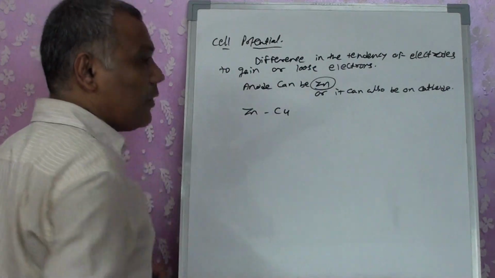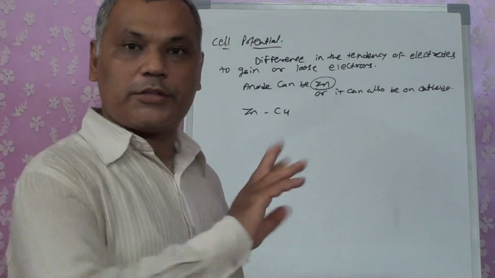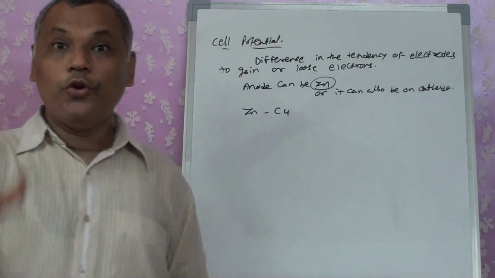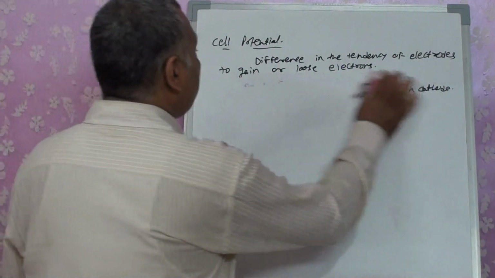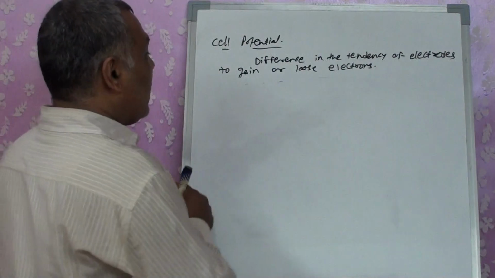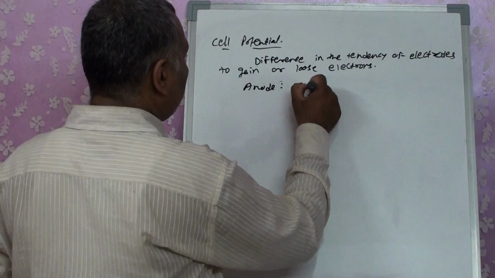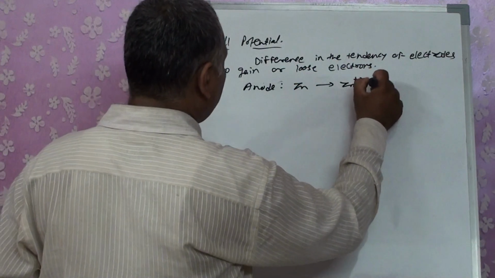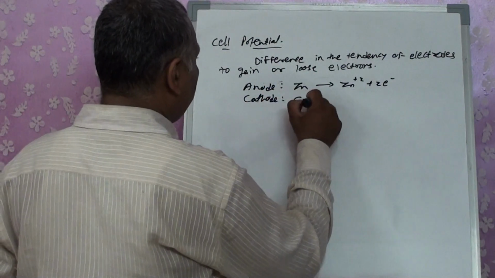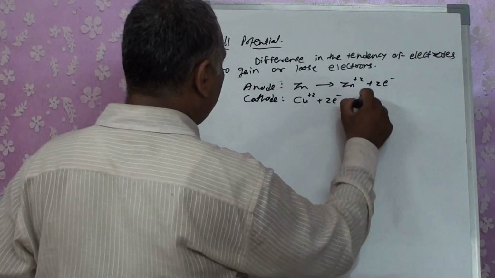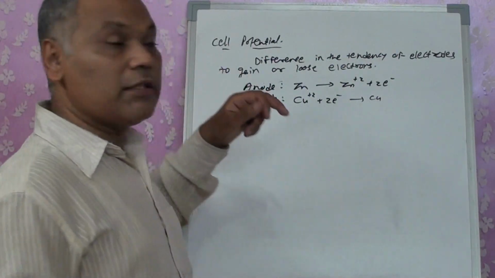Either the tendency of both of them to gain electrons, that means both are going for reduction, or both of them to lose electrons, that means both are going for oxidation, right? So in that case, what will happen? Like we took Zn on the anode. Zn gets converted into Zn2+ plus 2e. On the cathode, we got Cu2+ plus 2e gets converted into Cu. Of these two, one is oxidation, one is reduction.